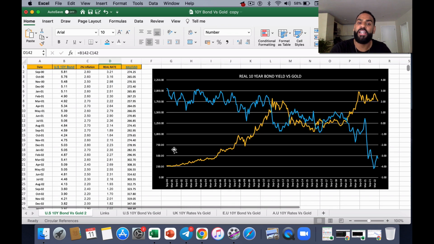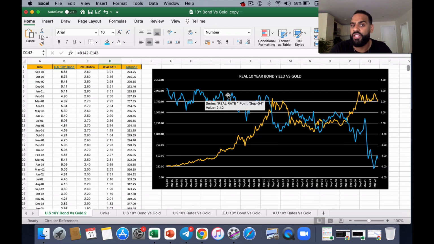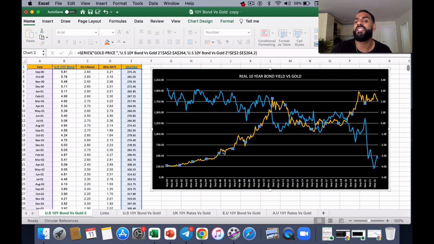Look what happens to the price of gold as this interest rate turns more and more negative over this whole 12-year period. The price of gold goes from $250 an ounce all the way to $1,750 an ounce. So why are investors buying gold over this whole period of time?